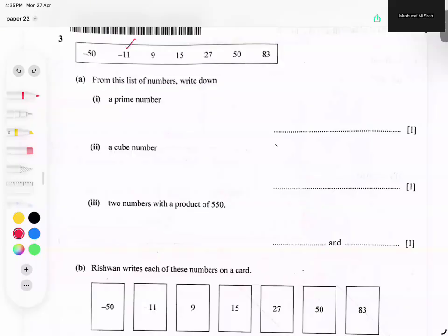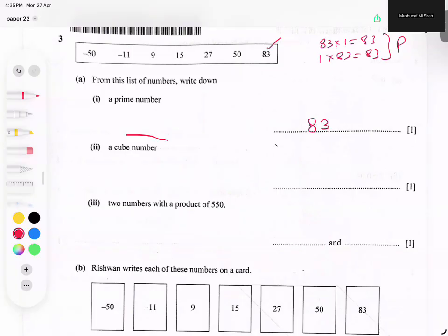83 is a number which is also a prime number, because we cannot find any other number. 83 times 1 is 83, and 1 times 83 is equal to 83. You cannot give me any other way to get 83. So it is a prime number. I will ignore negative 11, I will take only 83. So this is my answer number 1.